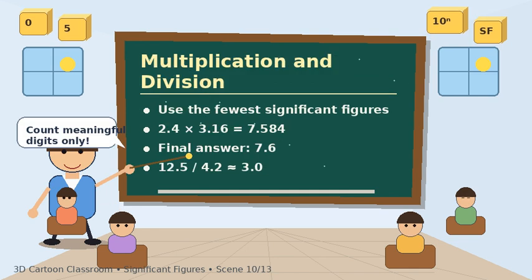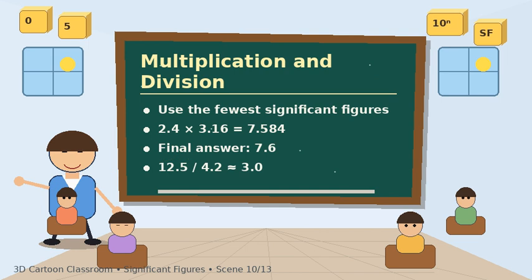For multiplication and division, the final answer must contain the same number of significant figures as the quantity with the fewest significant figures. For example, 2.4 times 3.16 equals 7.584. Since 2.4 has only two significant figures, the final answer is 7.6. Similarly, 12.5 divided by 4.2 is rounded to 3.0.